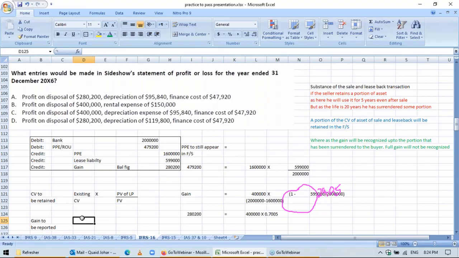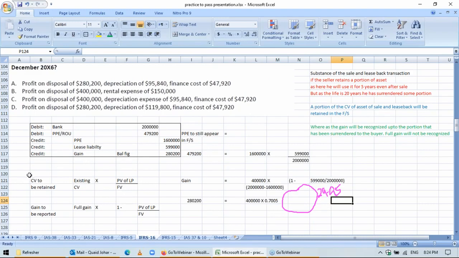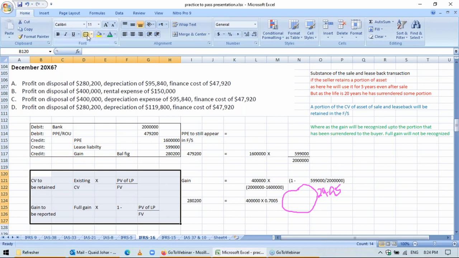What will be the portion of gain that will be recognized? You will take the full gain and multiply it by 1 minus the retained portion. So you get the portion that is surrendered. If you sell an asset, only to the extent of the portion surrendered can you recognize the gain. So these are the formulas which you need to remember: the portion of carrying value and the portion of gain to be reported.